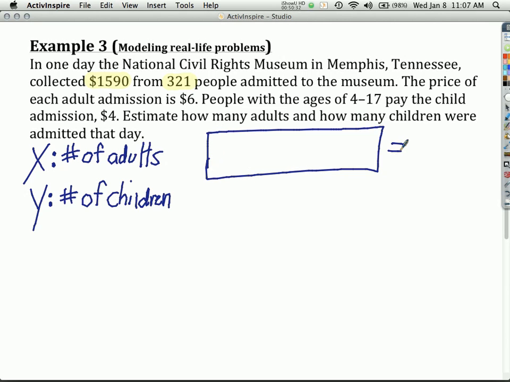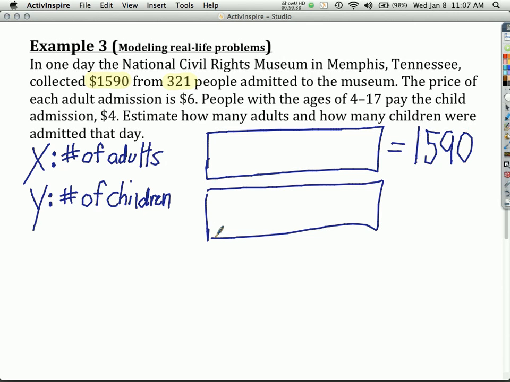Something equals 1,590 and something equals 321. Now you've seen something like this a bunch of times already. So let's look at this number here, the 321. What is going to equal 321?